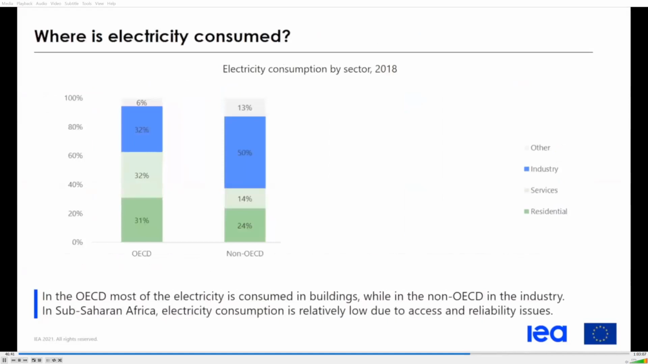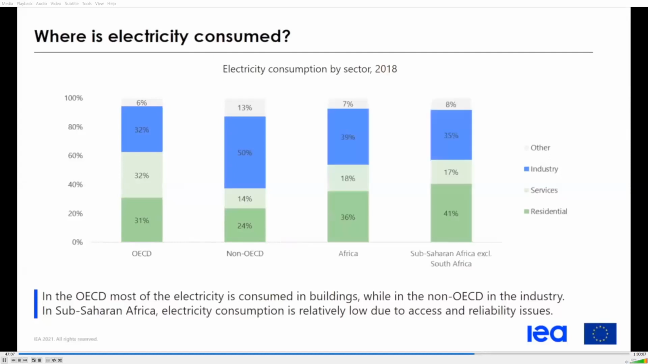So now let's have a closer look at the electricity consumption by sectors to see where it is mostly consumed. In non-OECD countries in general, it's mostly consumed in industries. This is mostly due to the preeminence of China and India data within those countries. But in Africa and Sub-Saharan Africa, we see that this first place is mostly occupied by residential and, in a lesser way, by industries in terms of consumption.